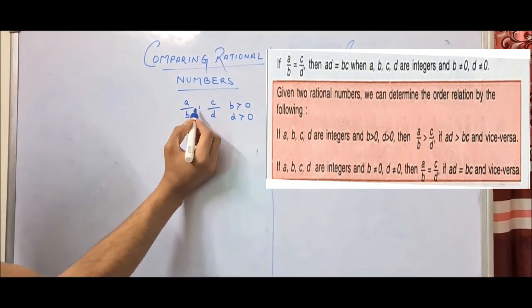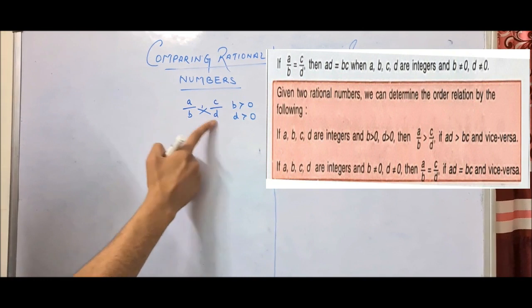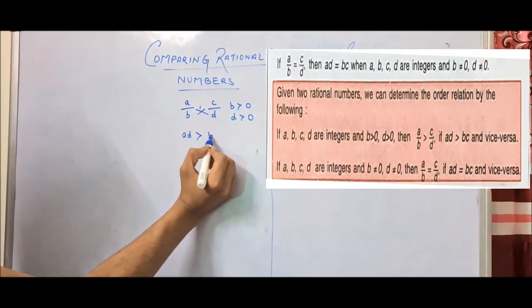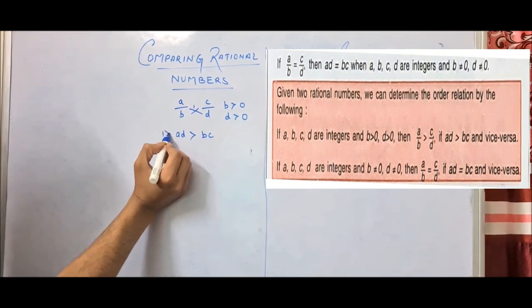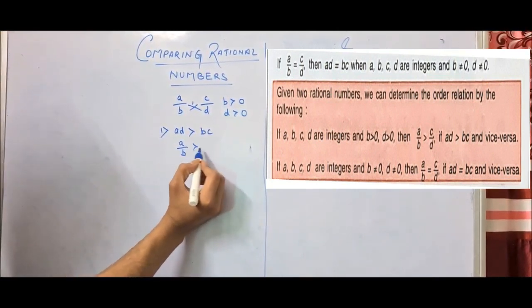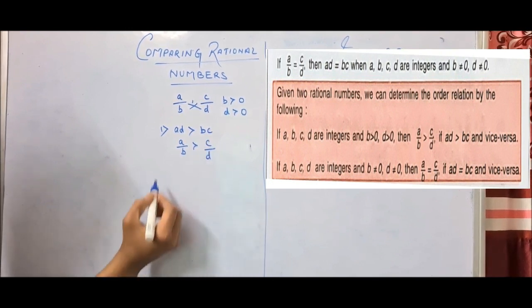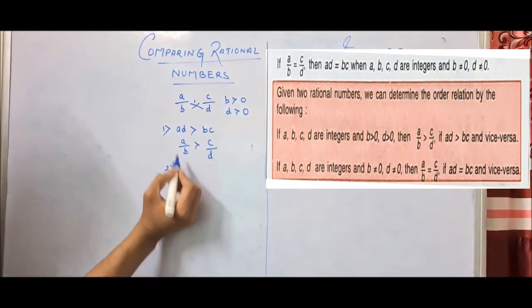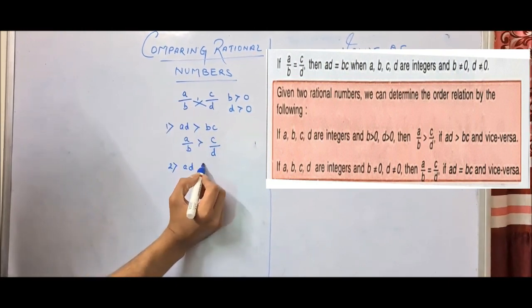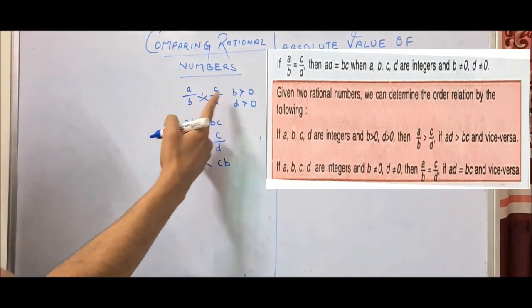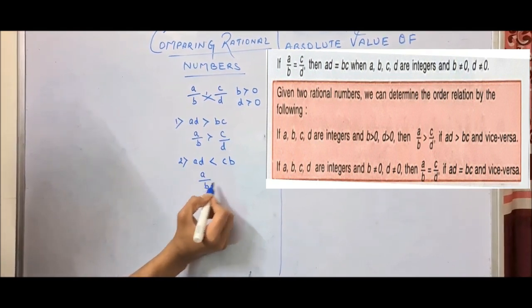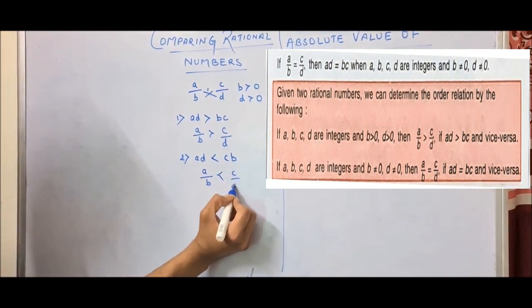In this you need to cross multiply the things. If the multiplication of a into d is greater than b into c, then this is the first case. That means the first rational number is greater than the second rational number. The second possibility is if the cross multiplication product AD is less than the second product BC. That means the first rational number is less than the second rational number.